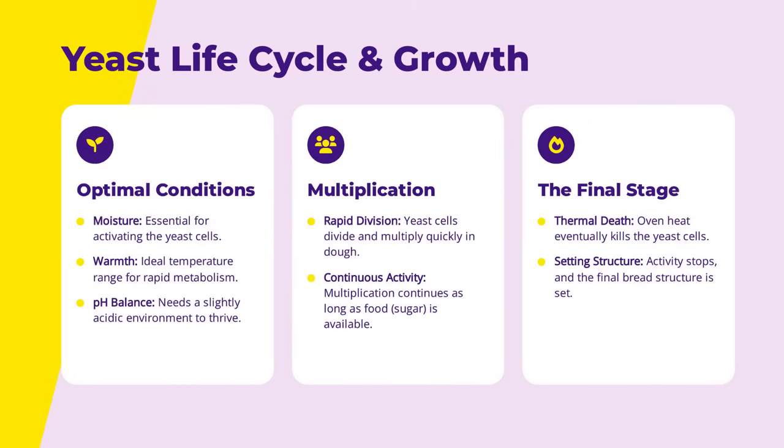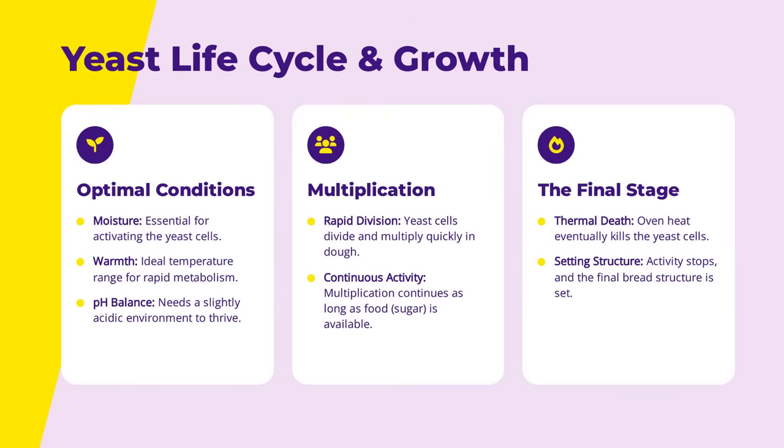Now let us understand the life cycle and growth requirements of yeast. The first requirement is optimum conditions. Yeast needs sufficient moisture to become active. It also requires a warm temperature because warmth accelerates its metabolism. In addition, yeast grows best in a slightly acidic environment. The next stage is multiplication. Once activated, yeast cells divide rapidly inside the dough. This multiplication continues as long as enough food, mainly sugars, is available.